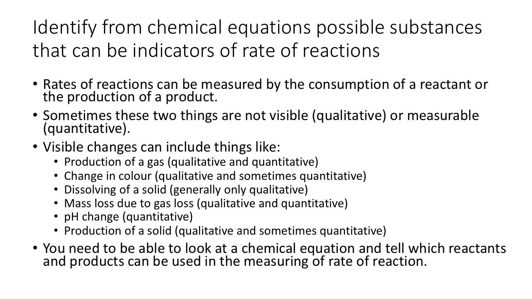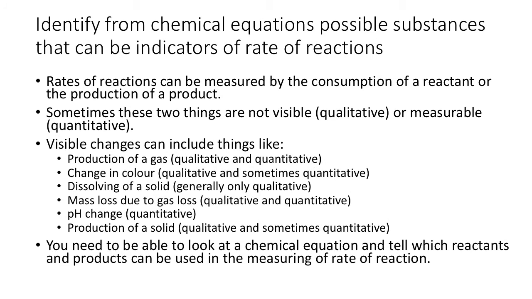Identify from chemical equations possible substances that can be indicators of rates of reaction. Rates of reactions can be measured by the consumption of a reactant or the production of a product. Effectively, you either see how much is consumed or how much is produced per unit time. Sometimes these two things are not visible or measurable.